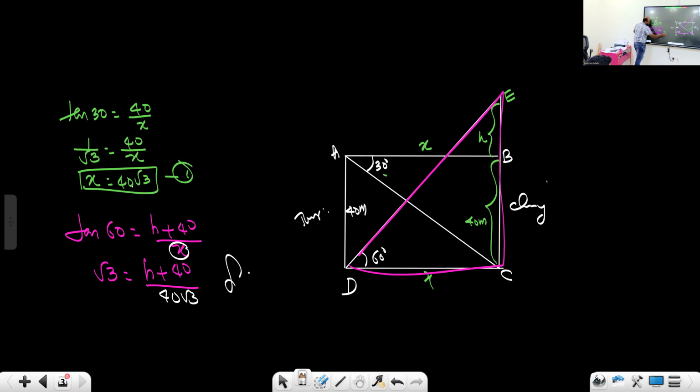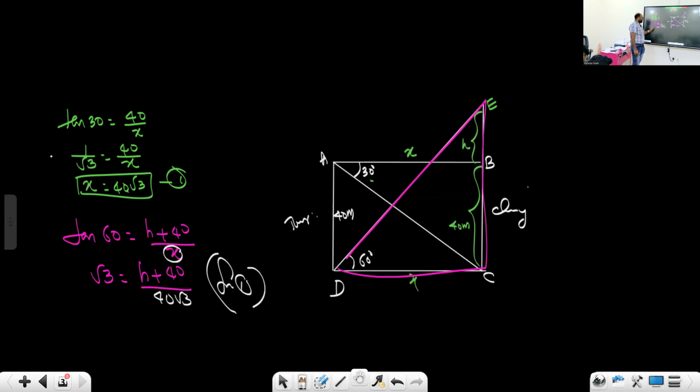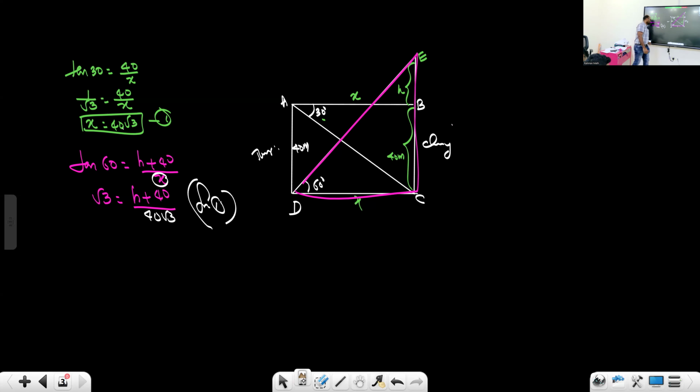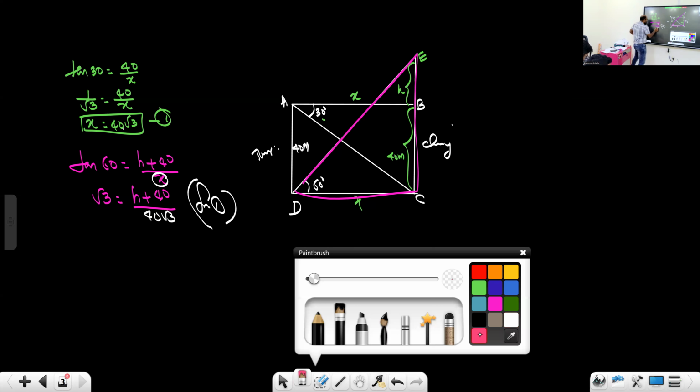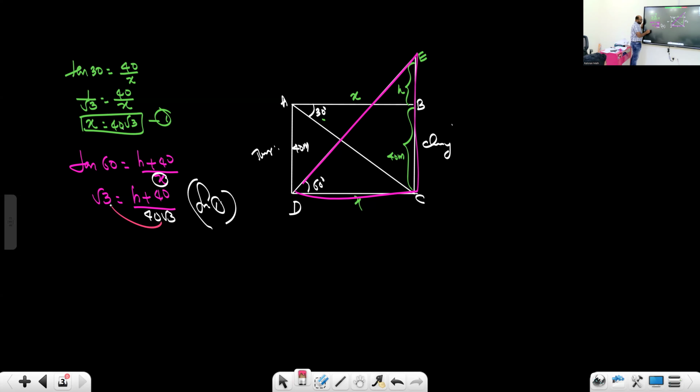From where? From equation 1. Now cross multiplication. Don't make mistake. 40 root 3 coming up. Tell me, if 40 root 3 is coming up, what will happen? 120. Because root 3 into root 3 is 3, and 3 into 40, 120 will come. Anybody have doubt, let me know. Simply don't write it, try to understand everything. Root 3 times root 3 is what? 3. So it will be like that.